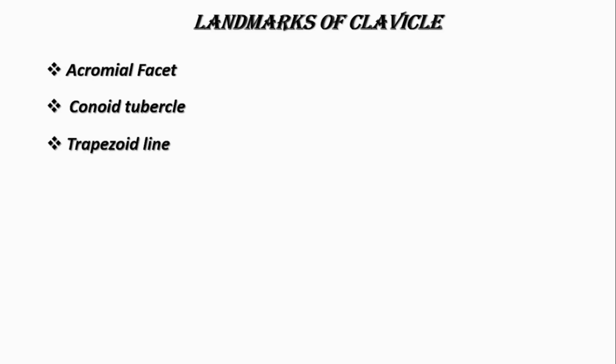So the landmarks of the clavicle which you have studied till now are the acromial facet on the acromial end of the clavicle, the conoid tubercle for the conoid ligament, the trapezoid line or ridge for the trapezoid ligament, the subclavian groove for the subclavius muscle, and the oval impression for the sternoclavicular ligament.